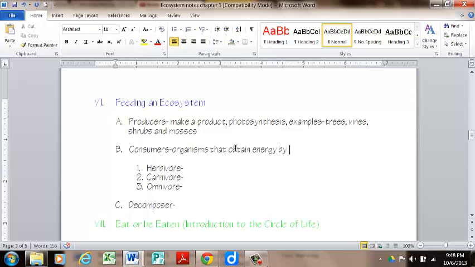that obtain energy by eating other organisms. So, organisms that obtain energy by eating other organisms are called consumers. To get energy, consumers must eat producers or other consumers. So that's interesting. Maybe I should add that to my notes. I think you should too.